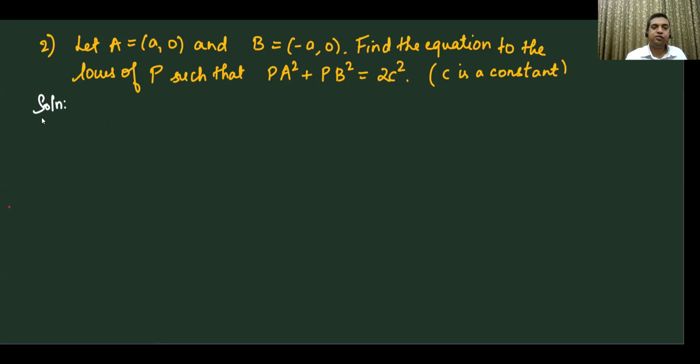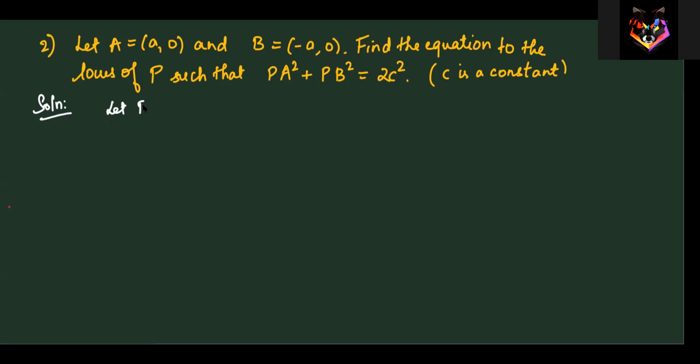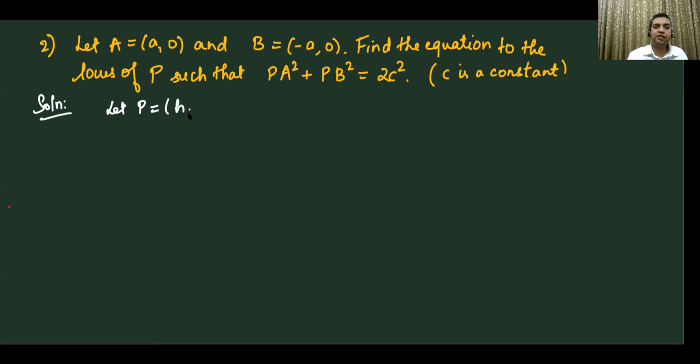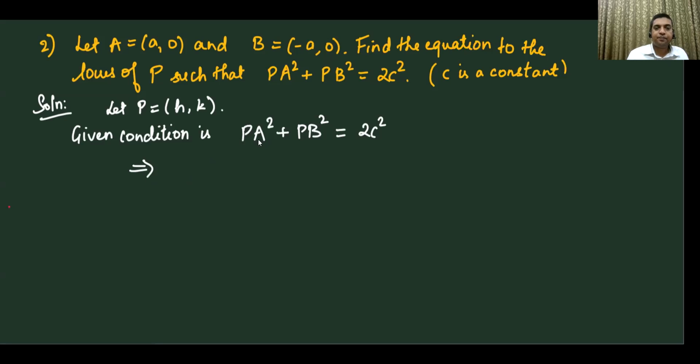What is the first step? You do it with me. Again, another problem I'll ask you to do on your own. First step is, you write P as h comma k. Right? Now, what is the given condition? Just write the given condition: PA square plus PB square is equal to 2c square. So what do we get? P is h comma k. A is a comma 0.